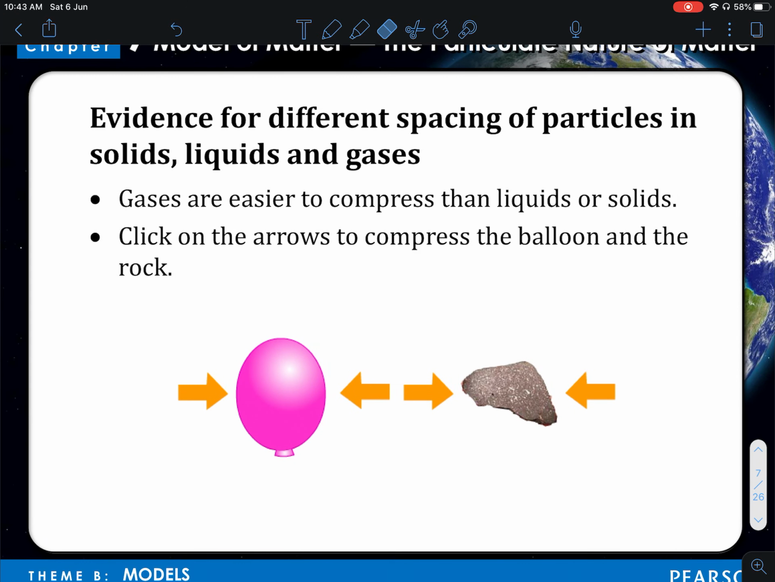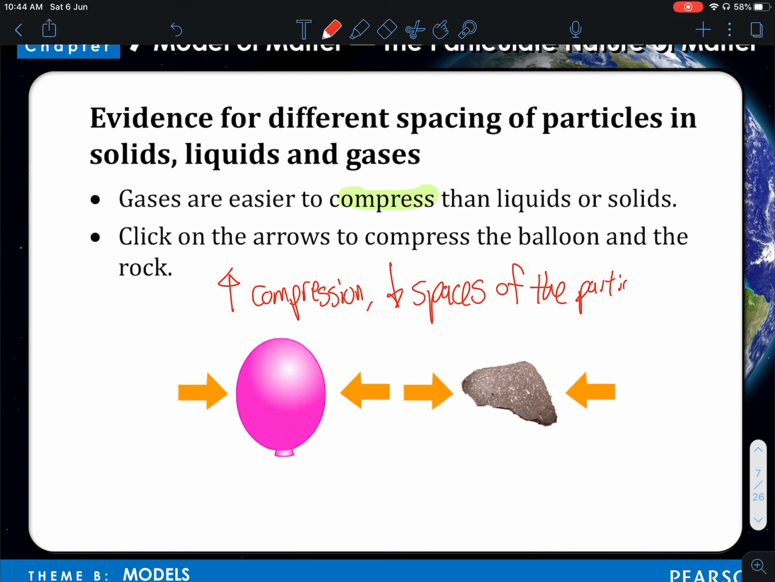Other evidence for different spacing of particles between solid, liquid, and gas is by compressing the object. When you compress the object, you are pushing the particles closer to one another. So when you increase compression, you are reducing the spaces between the particles, and therefore it becomes smaller.